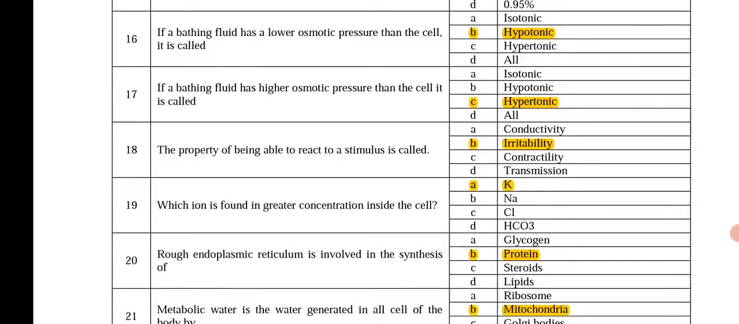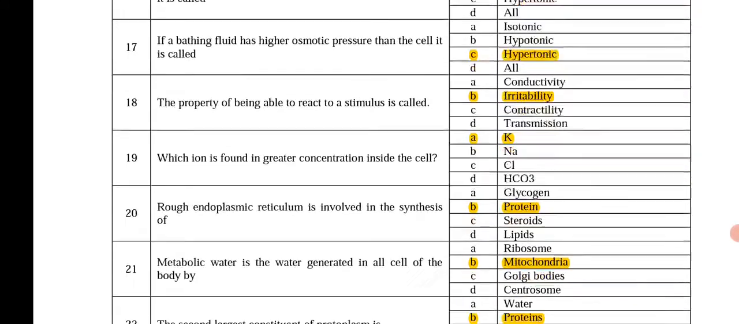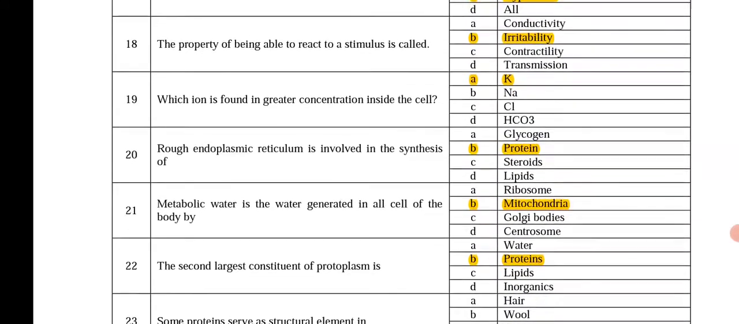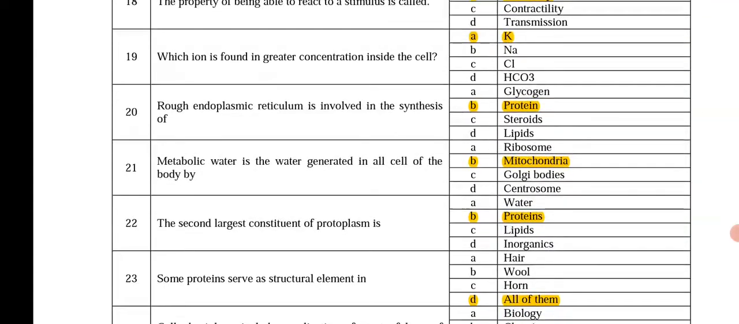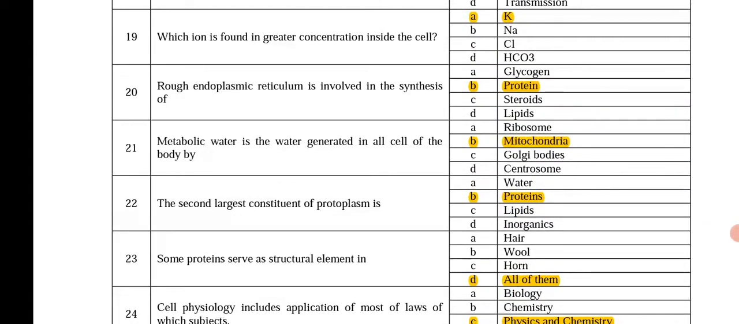The property of being able to react to a stimulus is called irritability. Which ion is found in greater concentration inside the cell? K. Rough endoplasmic reticulum is involved in the synthesis of protein. Metabolic water is the water generated in the cells of the body by mitochondria. Largest constituent of protoplasm is protein.